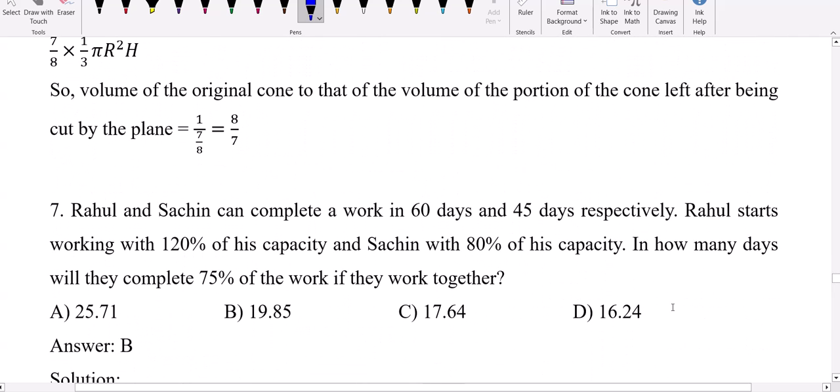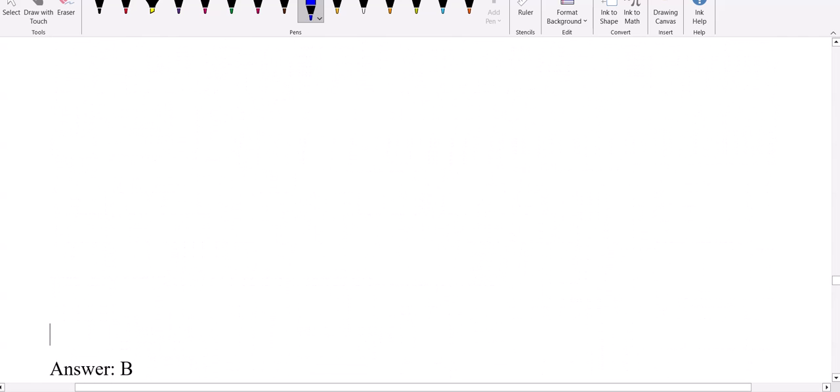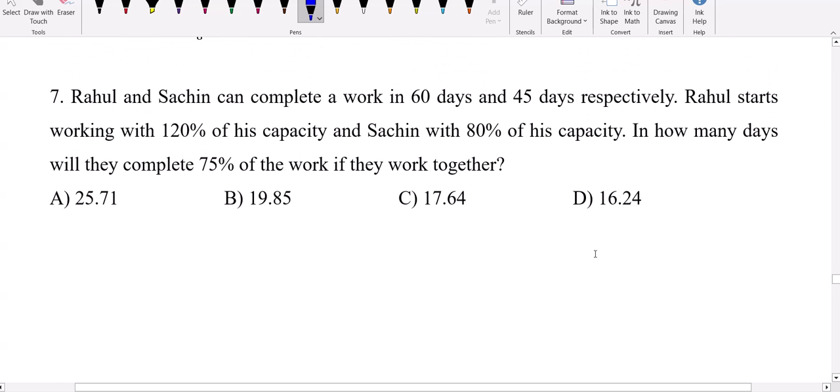Now it's related to time and work, or time and distance. See, this is time and work related. Time and work, time and distance, both are similar concepts actually. The series is time and work related. Rahul and Sachin can complete a work in 60 days and 45 days respectively. Rahul starts working with 120% of his capacity. 120% means 100% is the same; 120% means now he is working fast with more capacity. But Sachin is working only with 80% of his capacity.